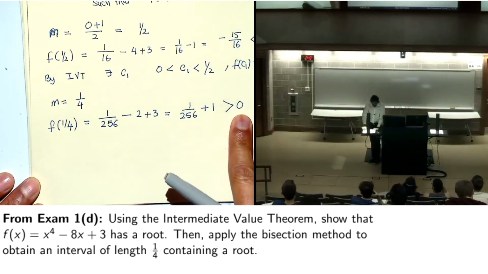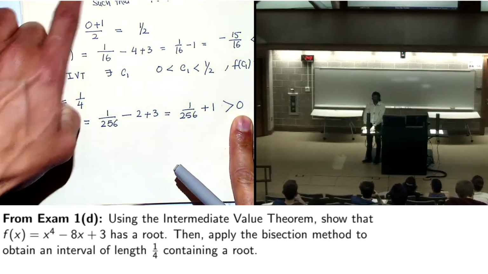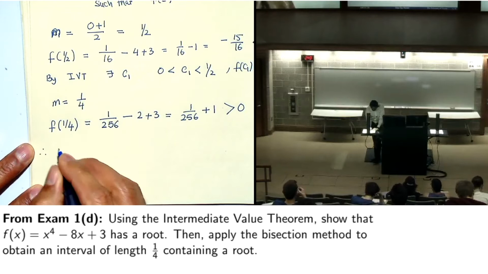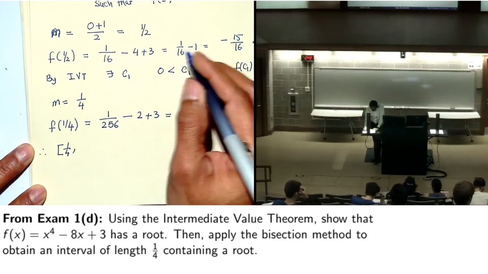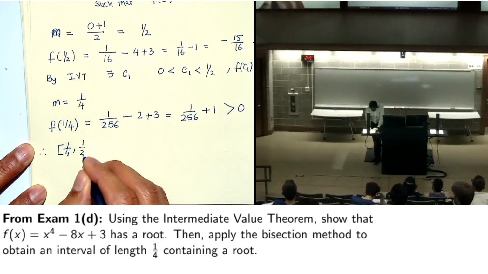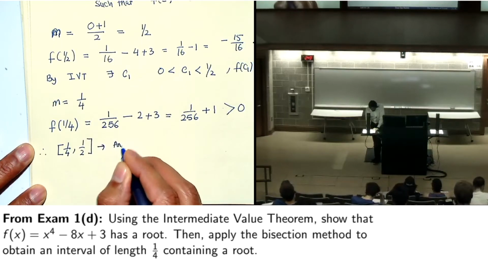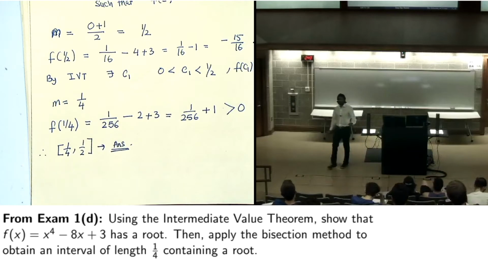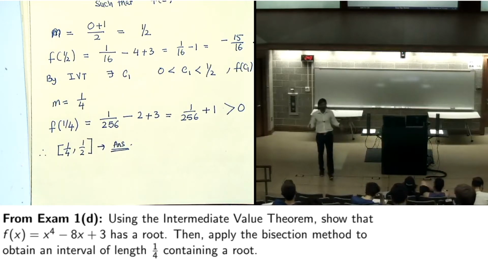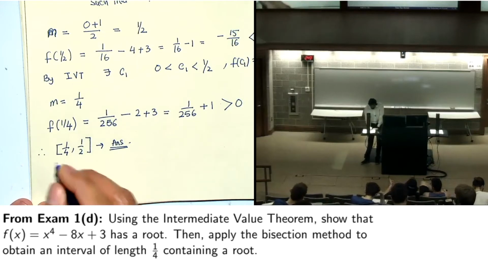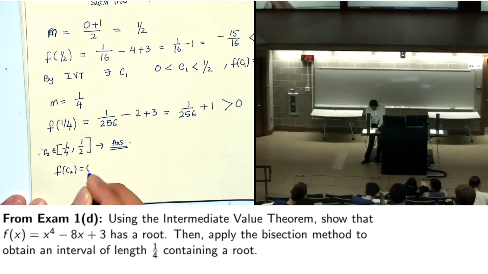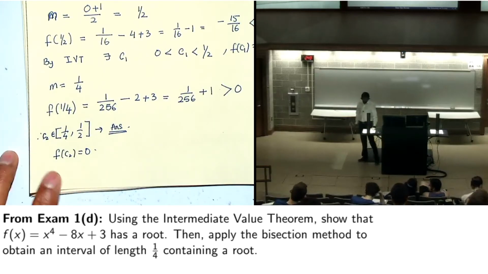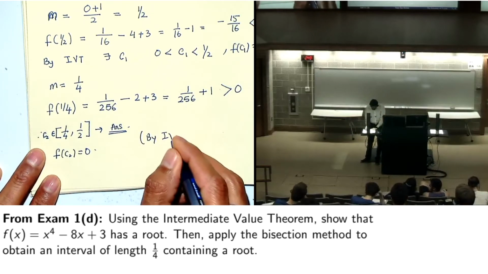Okay, now this number and that number have opposite signs. So therefore the next interval is going to be 1/4 and 1/2. Sorry, here 1/2. These are positive. So 1/2. And that is your answer. The next root is going to be between 1/4 and 1/2. And this interval has length 1/4. And that's what they want. So there will be a root C2 between these, such that f of C2 is equal to 0, by intermediate value theorem, by IV theorem.